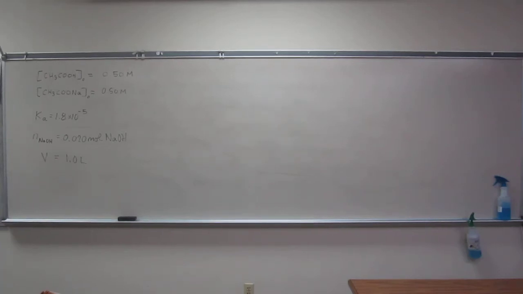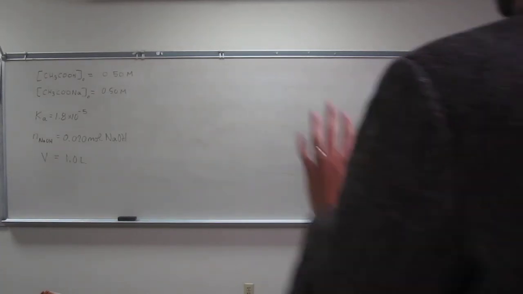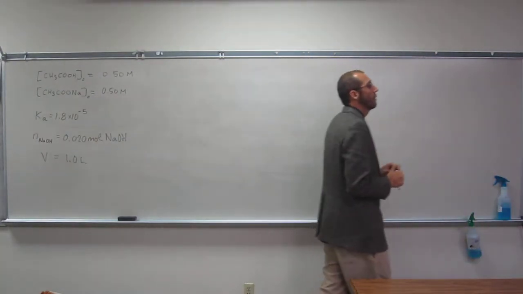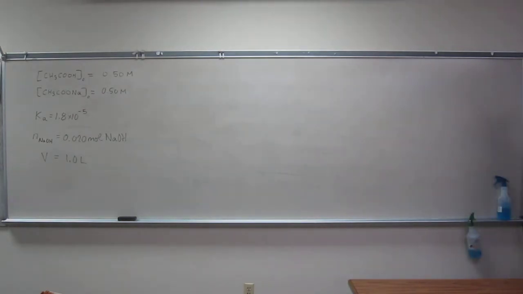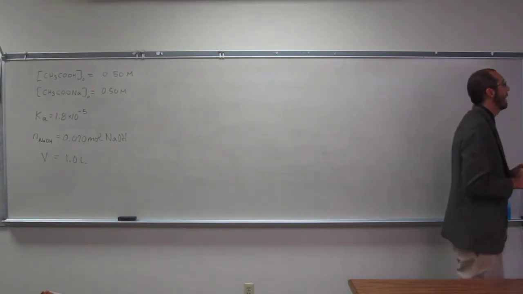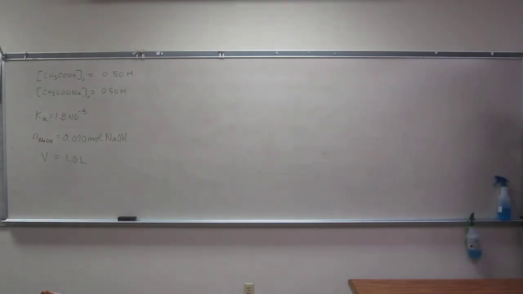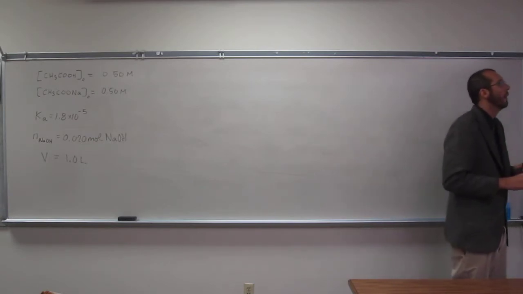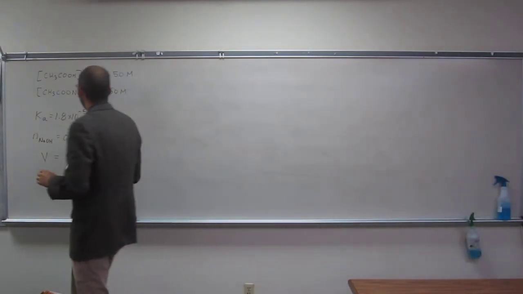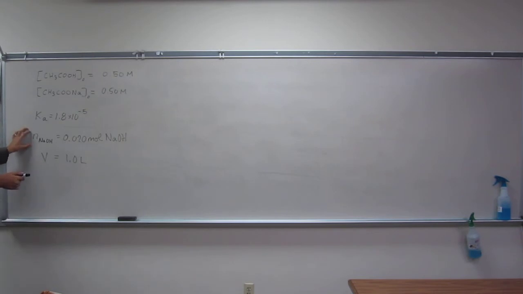So let's try this problem again with some different conditions. It says calculate the pH of a buffer solution consisting of 0.50 molar acetic acid and 0.50 molar sodium acetate after adding 0.020 moles of solid sodium hydroxide to 1 liter of the buffer solution in part A. So all they want you to do with that number of moles and volume is to calculate the molarity of that sodium hydroxide. That's what they mean, okay?